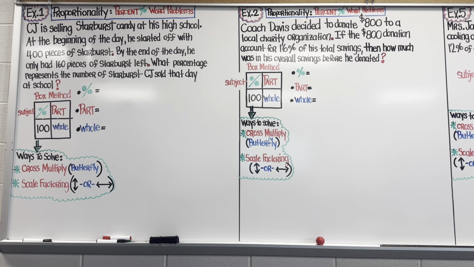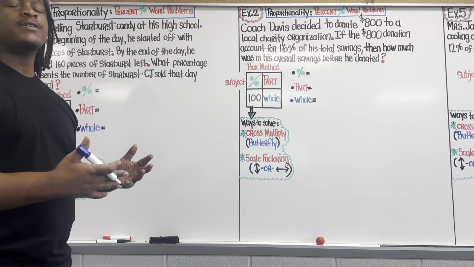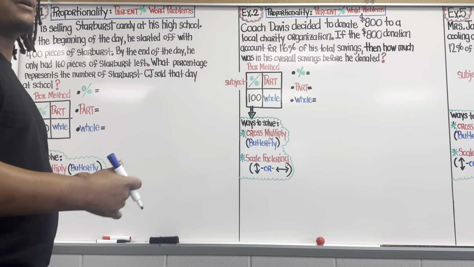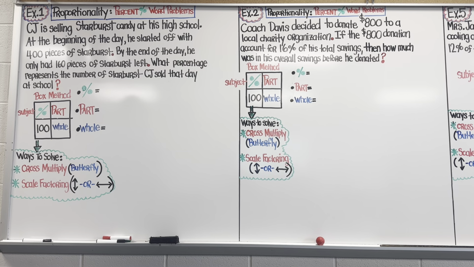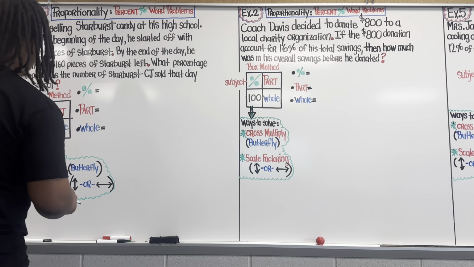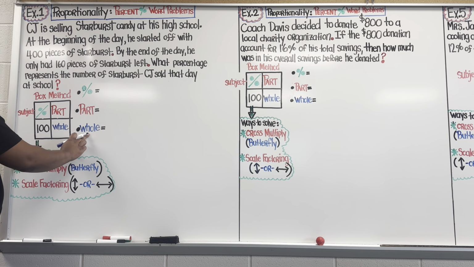Example 1 says CJ is selling Starburst candy at his high school, okay? At the beginning of the day, he started off with 400 pieces of Starburst, okay? By the end of the day, he had only 160 pieces of Starburst left. What percentage represents the number of Starburst CJ sold that day, okay? So as I solve this word problem, guys, I just want to go step by step of what I would show my students and the questions that I would ask my students in order for us to understand what we need to do, okay? So the first piece of information that was given was the whole or the total, right?